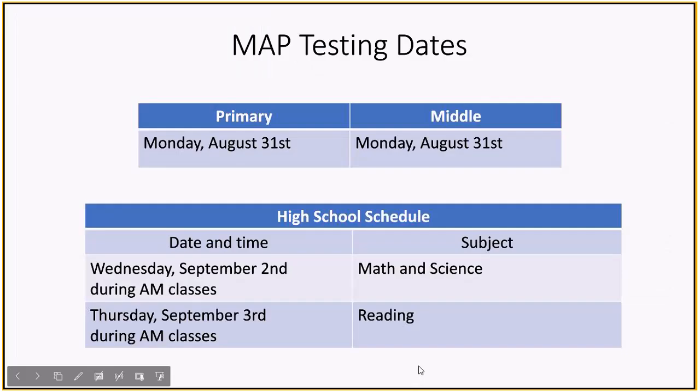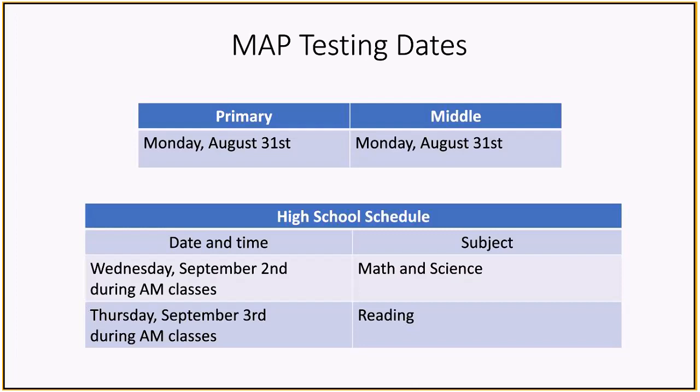These are the dates for fall MAP testing and required tests for the network. Primary and middle school campuses will start on Monday, August 31st. Your campus will provide you with a testing schedule and more information on which tests will be taken on certain dates.